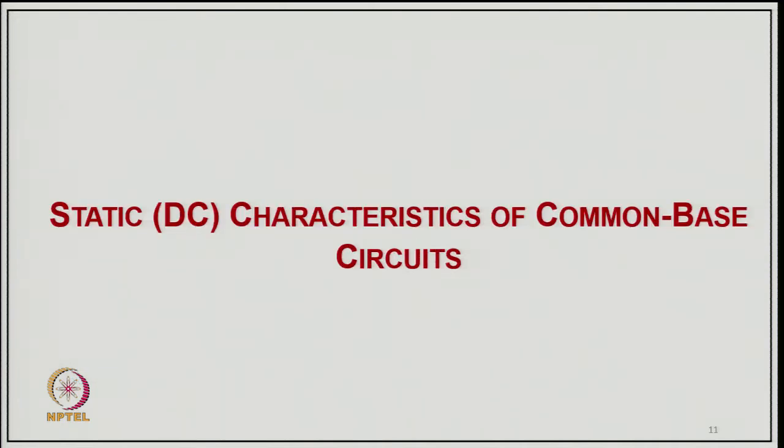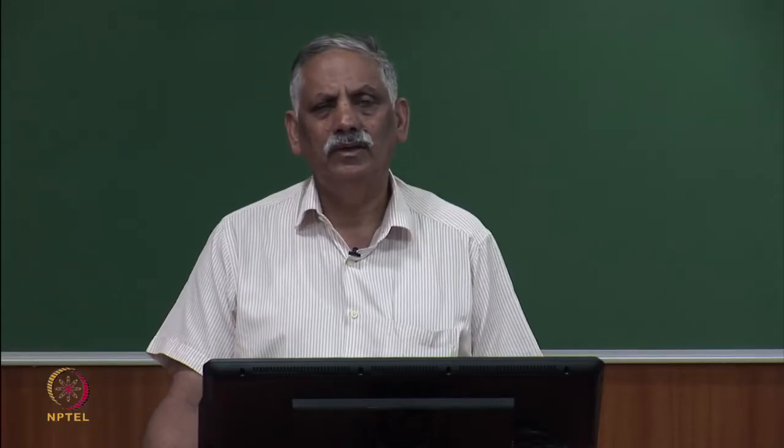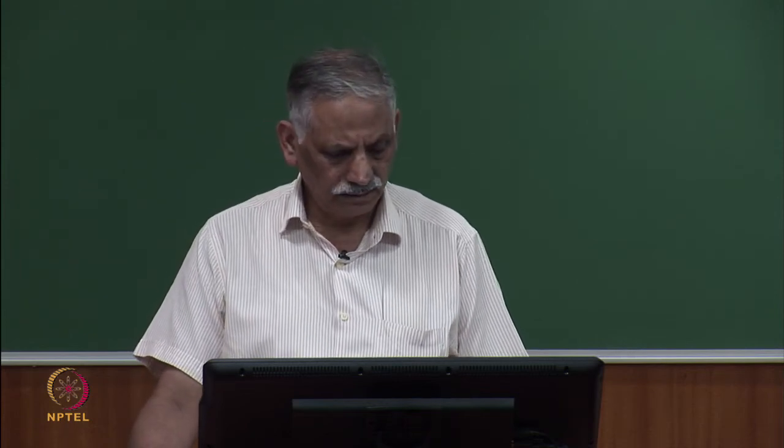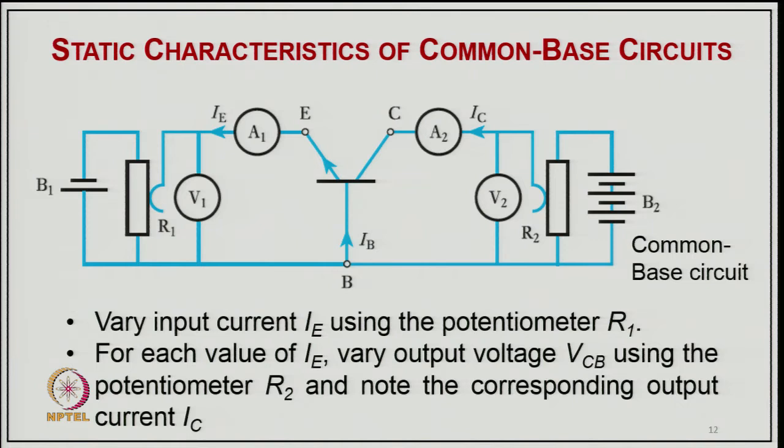Now coming to the static DC circuits of a common base circuit. Static circuit means, why we call it static, and why we say DC circuit, is because it is a constant signal, maybe of different magnitude, but a constant signal, compared to what we call the dynamic, the AC circuit, like AC equivalent signals. So here is a typical circuit for getting the characteristic of this common base transistor circuit.